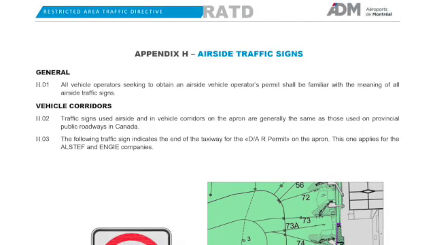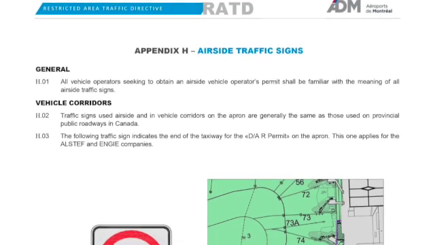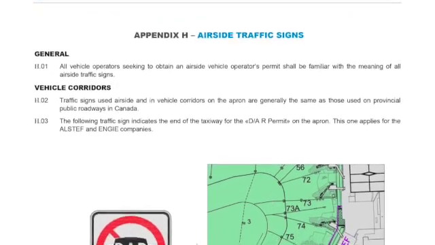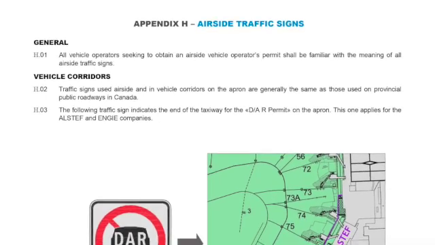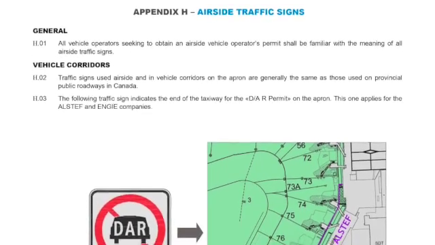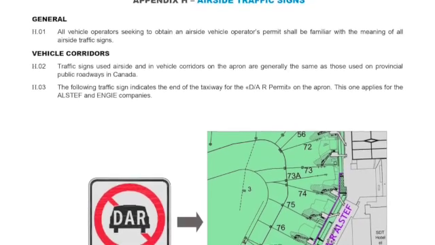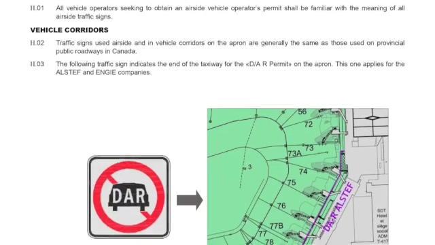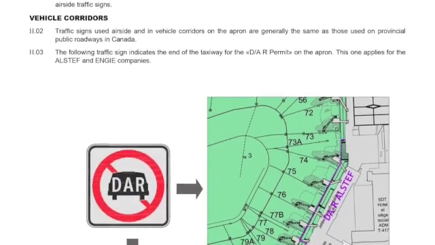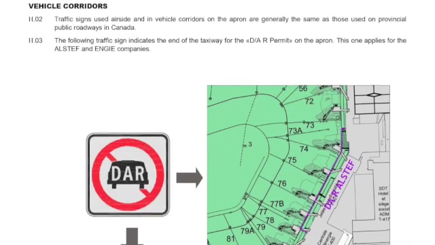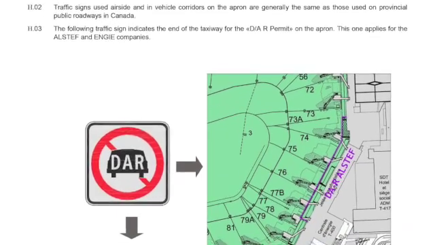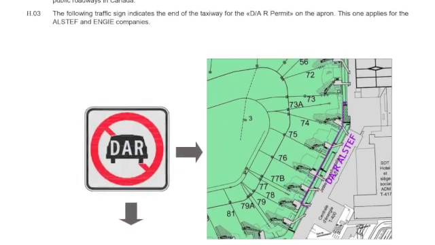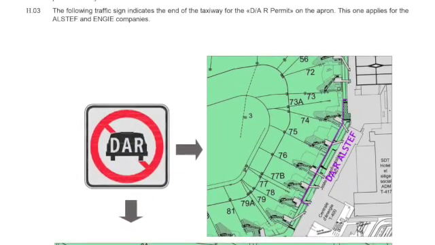Appendix H, Airside Traffic Signs. General H.01: All vehicle operators seeking to obtain an airside vehicle operator's permit shall be familiar with the meaning of all airside traffic signs. Vehicle corridors H.02: Traffic signs used airside and in vehicle corridors on the apron are generally the same as those used on provincial public roadways in Canada. H.03: The following traffic sign indicates the end of the taxiway for the D/AR permit on the apron. This one applies for all staff and NG companies.